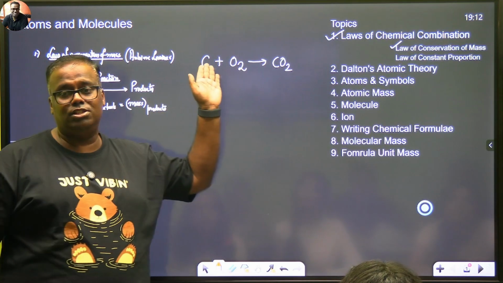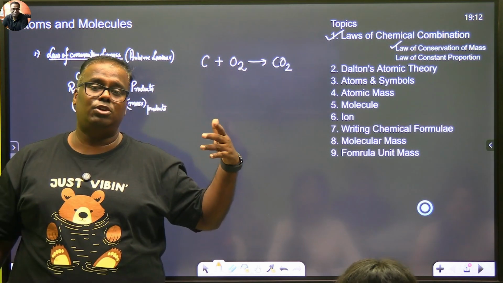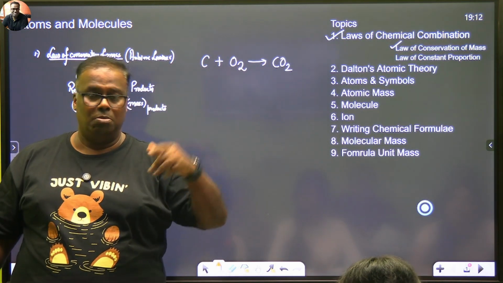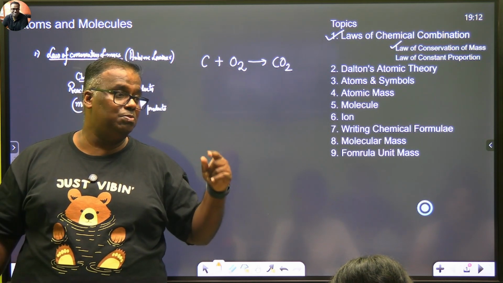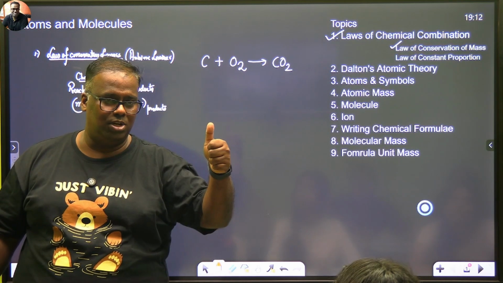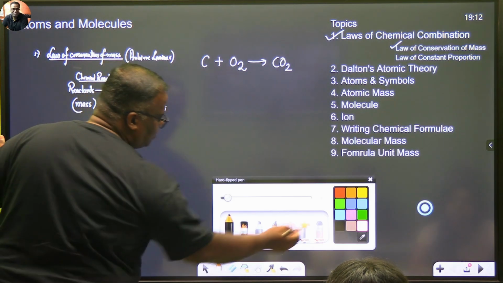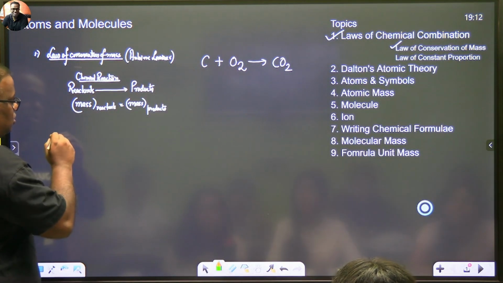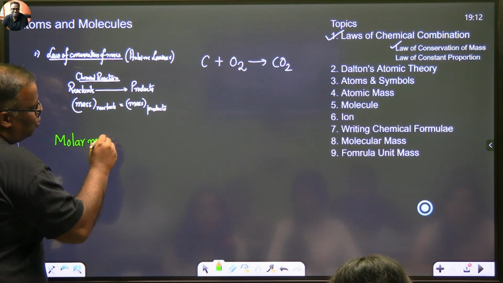How much does an atom of carbon weigh? You said an atom of carbon's relative atomic weight is 12 u. But now let's talk realistic. If you want to talk realistic, I want the measurement in grams, which is the exact measurement. So we talked about something called molar mass.